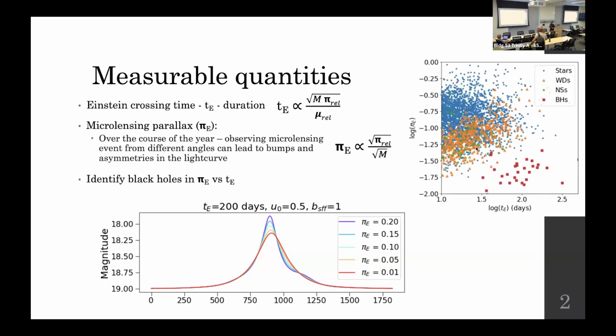So with those measured and with the galactic model, you can go through and start to identify black holes, or in general, probe the masses of objects that are your lenses. So here is a plot of piE versus tE, where the red squares in the bottom right are your black holes, and they start to separate out in that space.